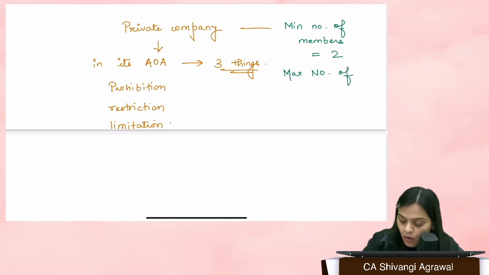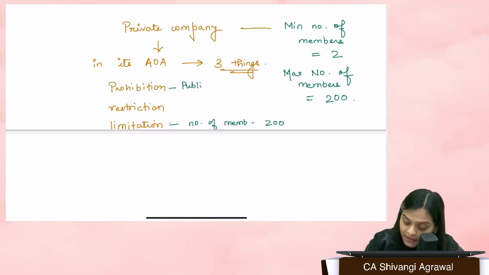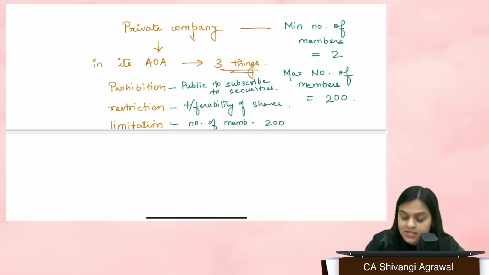Maximum number of members is equal to 200. So limit the number of members to 200. Prohibit the public to subscribe to securities, and restrict transferability of shares. Okay, now tell me one thing.